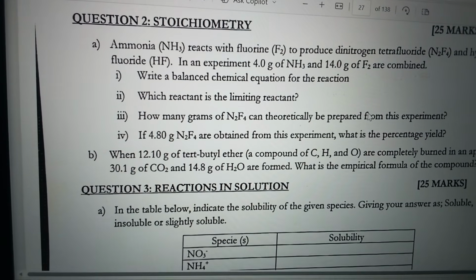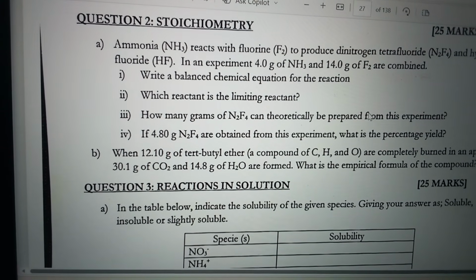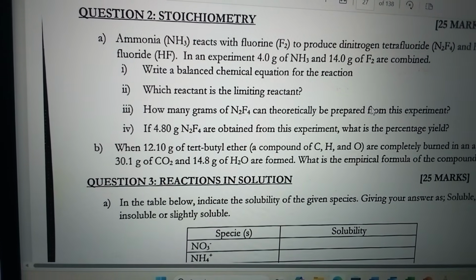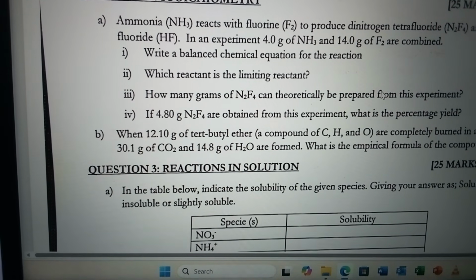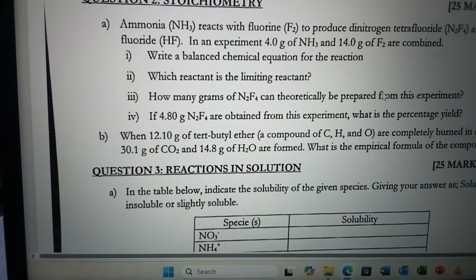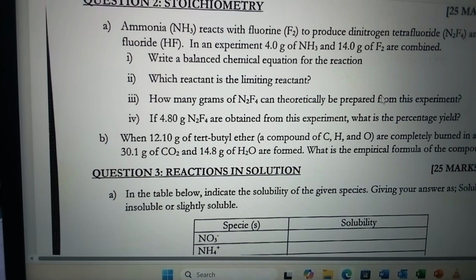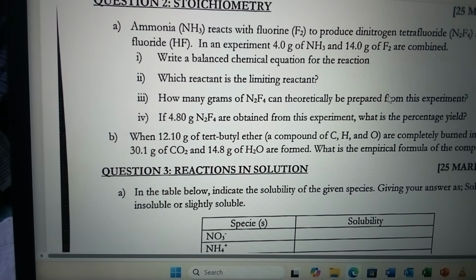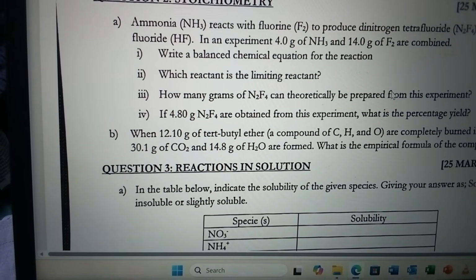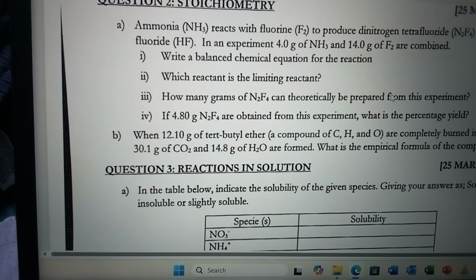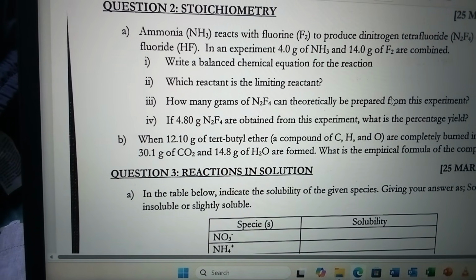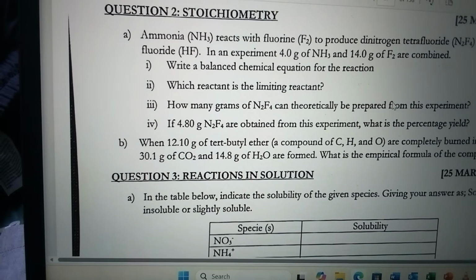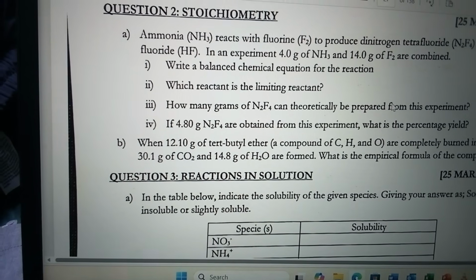The next question says, which reactant is the limiting reactant? One thing you should bear in mind about the limiting reagent is that those are substances or reagents that are used up completely during a chemical reaction, and they are used to determine the product of anything. So we can start answering.